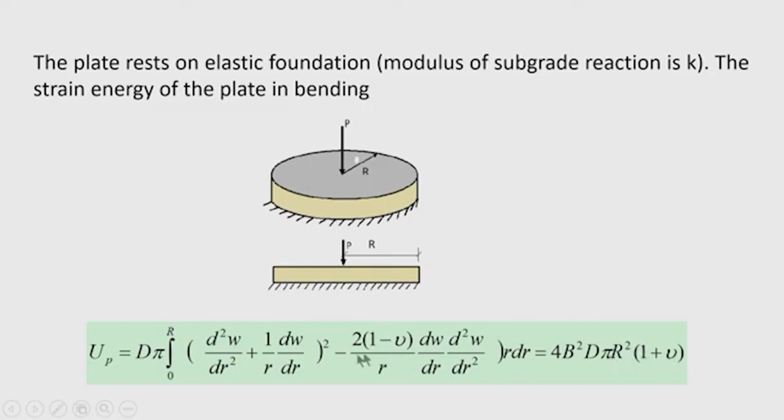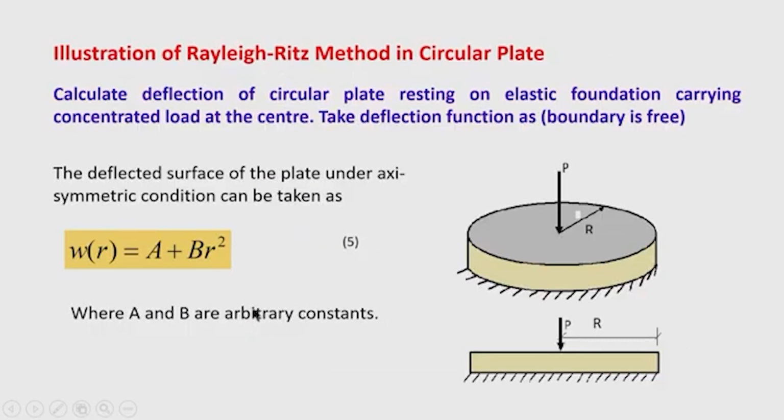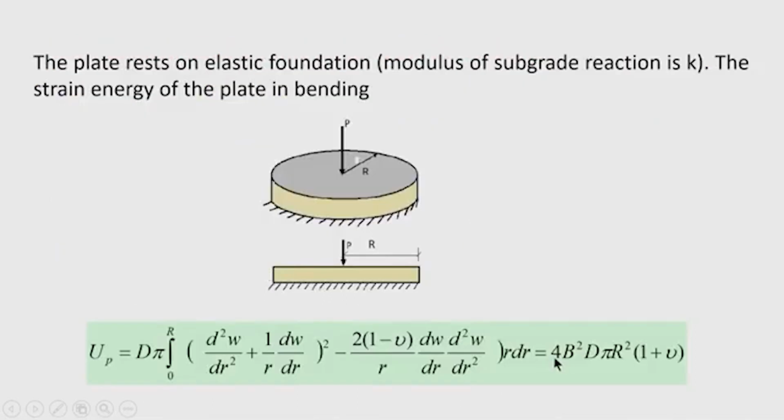Now, here also you can note that the deflection function contains the rigid body displacement A, which appears as a constant, and it does not make its presence here. So, the strain energy due to bending of the plate contains only the second constant B. Okay. So, the strain energy expression of the plate is found by integration of this expression with respect to R.